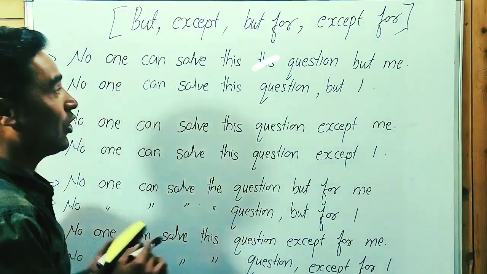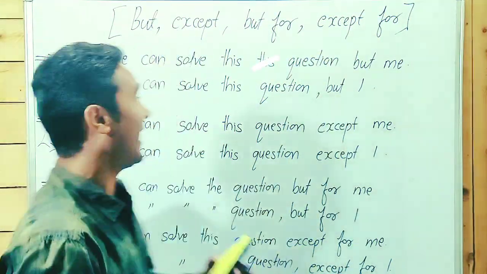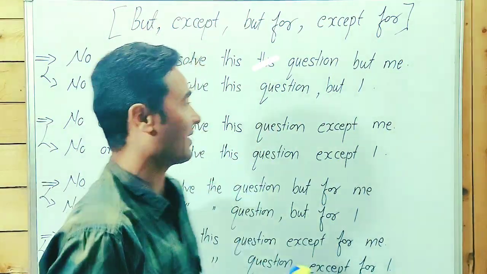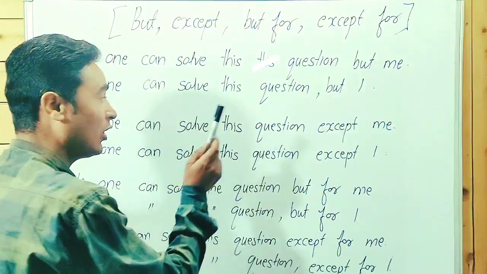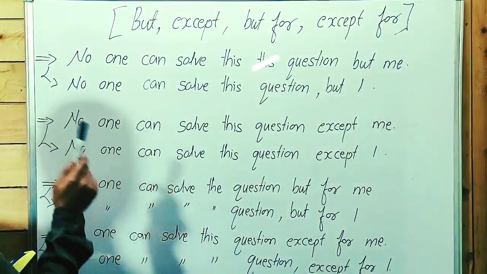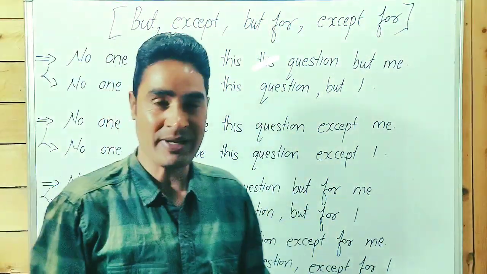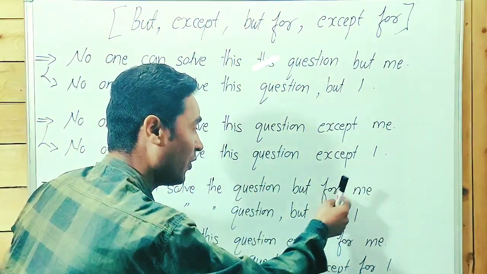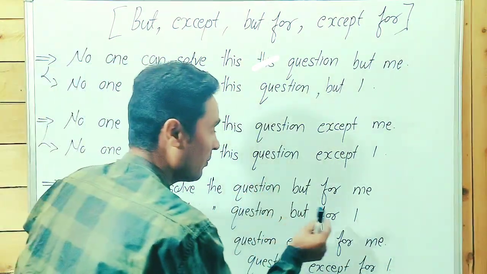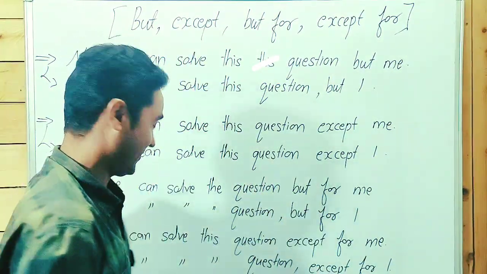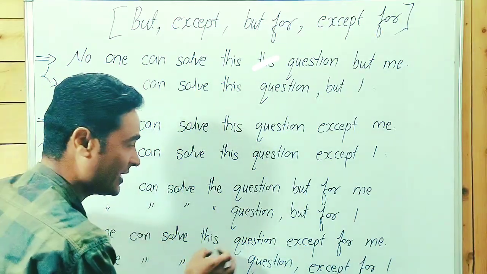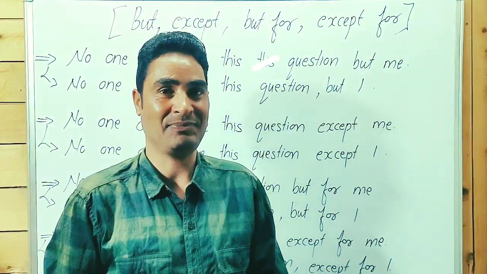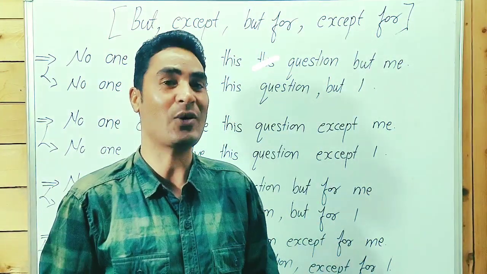No one can solve this question but me. And no one can solve this question but I. Which one is correct? Similarly, no one can solve this question except me. No one can solve this question but for me, and no one can solve this question but for I. Which one is correct? No one can solve this question except for me. No one can solve this question except for I. Which one is correct?